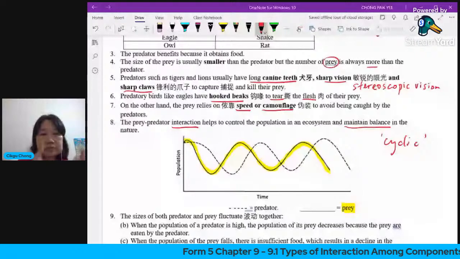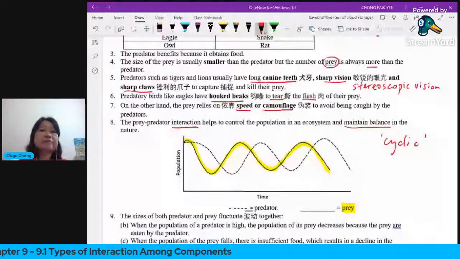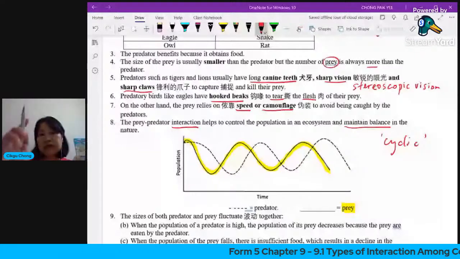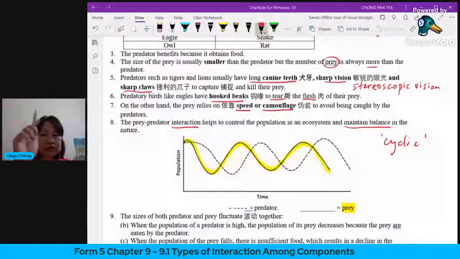Okay, it's simple as that. So you can see here very clearly, there's a mountain here, right? But this one, the yellow one, first. Then only followed by the next one, followed by the dotted line. And then when it drops, you see the yellow line drops first, then only followed by the dotted line. So the yellow line refers to the prey.